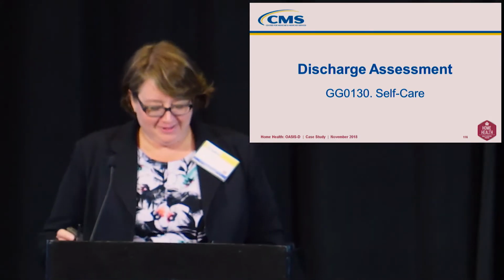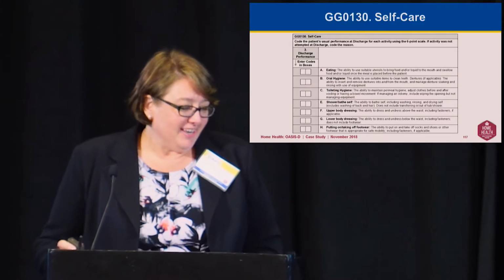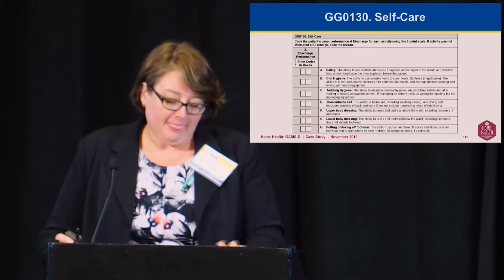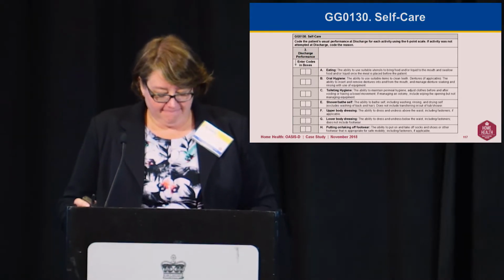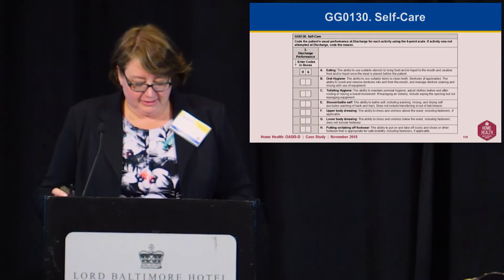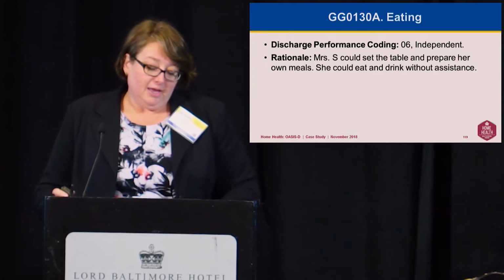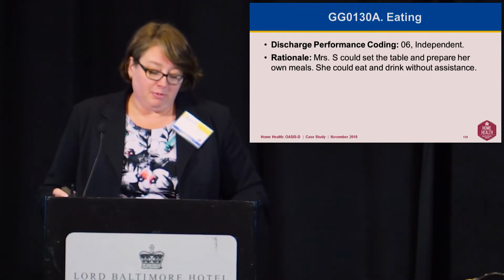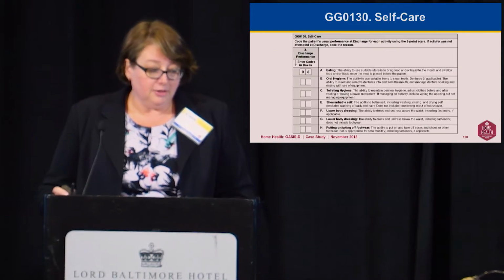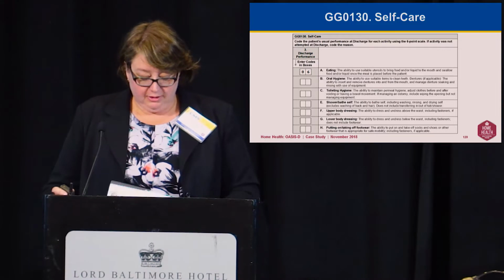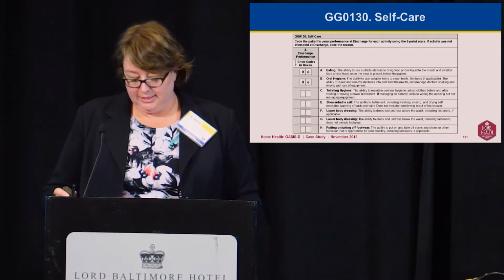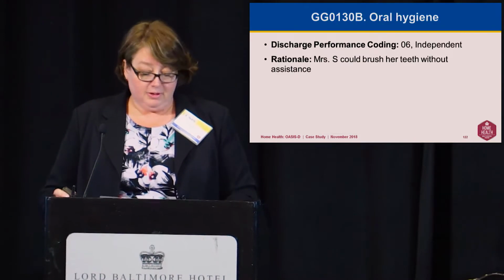Okay, we're almost there. So we're gonna get into GG0130, self-care. And we're gonna start with A, eating. And the code that was most appropriate was 06. And this is because Mrs. S could set the table and prepare her own meals, and she could eat and drink without assistance. Looking at B, oral hygiene, we got 06. And again, because Mrs. S could brush her teeth without assistance.